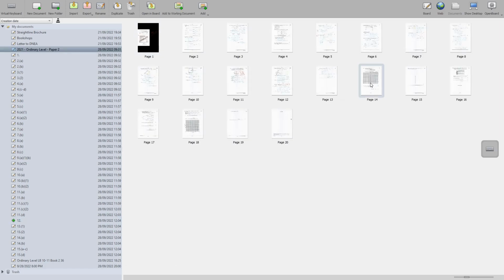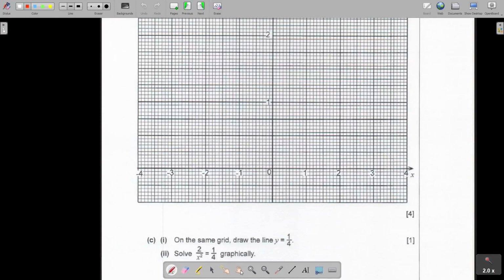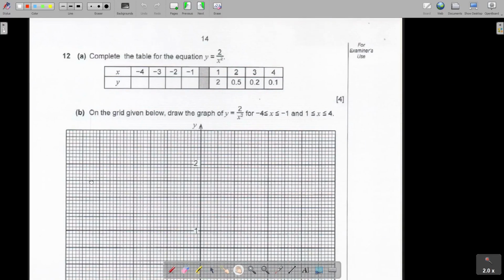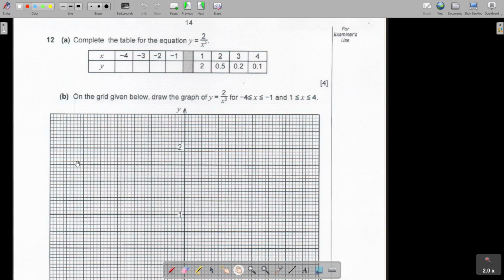Okay, so let's just go. Here is the question. They say, complete the table for the equation. Again, you can actually press it on your calculator. For this one, I'm just going to write 2 over negative 4 squared, and this is negative 3, sorry, 2 over negative 3 squared.